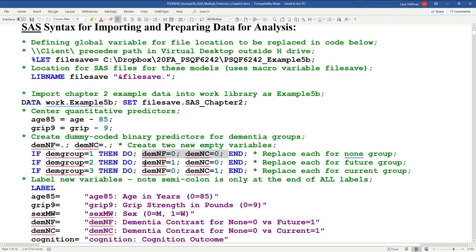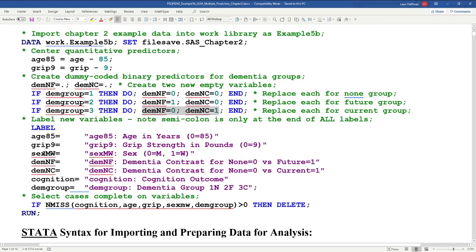If group equals 2, the first dummy code variable is going to turn on, so it's going to distinguish none versus future. And if we're talking about group 3, the second variable turns on to distinguish none versus current. That means the remaining group contrast of future versus current is going to have to be found as a linear combination of the slopes of these two new predictors. So creating, all in all, 4 new predictors to be able to use in these models.